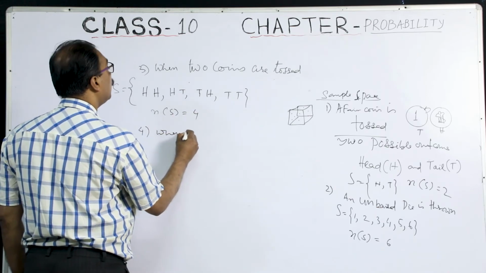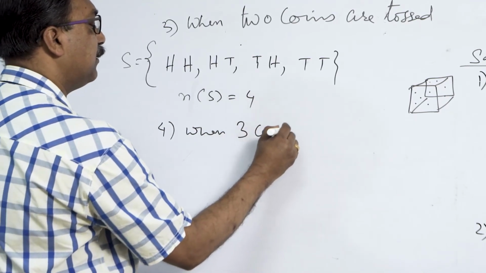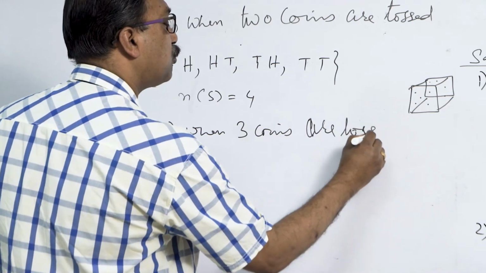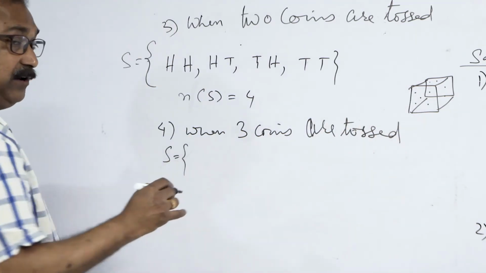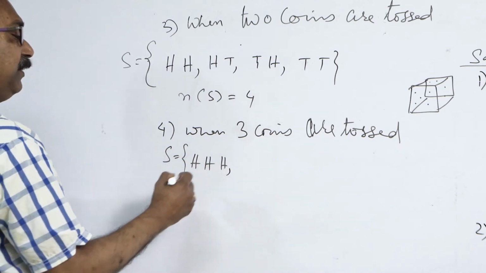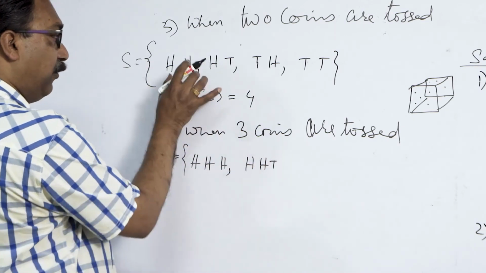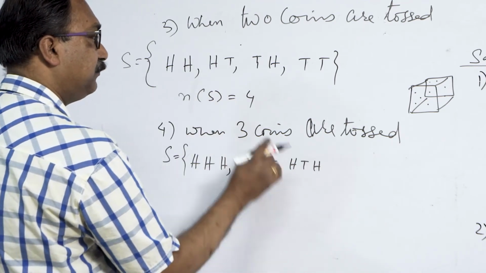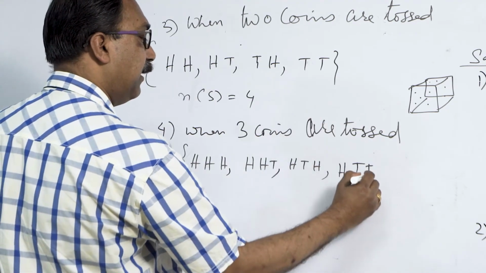When 3 coins, suppose 3 coins are tossed. This toss should be simultaneously or together, you can say. So the sample space will come like this. You can remember in this way. First you write all heads. Then you write first head, you keep it fixed. Then head, tail. You follow this. Then first one fixed, tail, head. Now H fixed, first one fixed, this one, tail, tail.